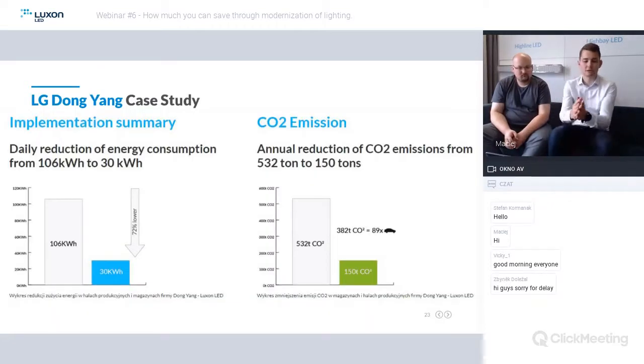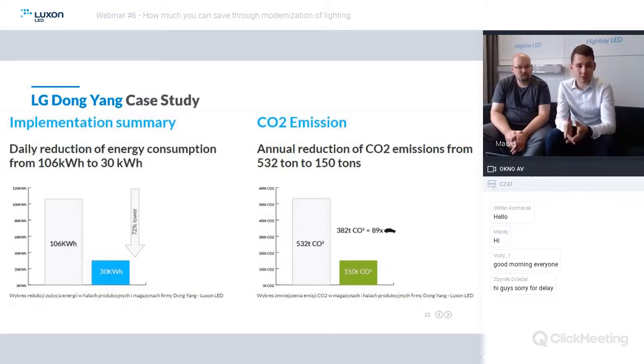So what we see here also is that we reduced the energy consumption from 106 kilowatts to 30 kilowatts, so 72% of savings. That's really huge. And it actually sums up to a reduction of 382 tons of CO2 emissions. So that's a really huge savings.